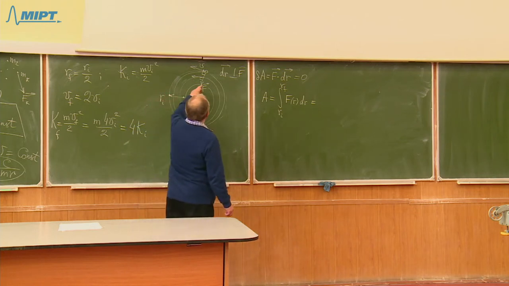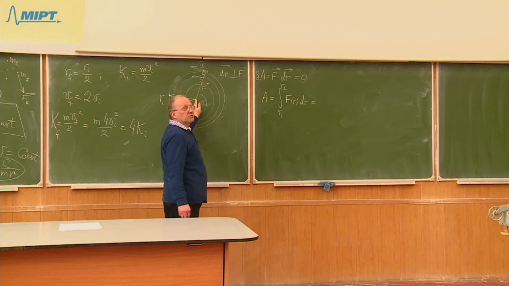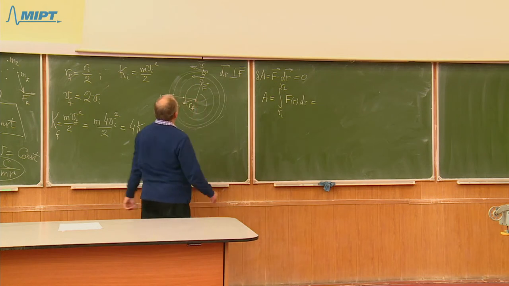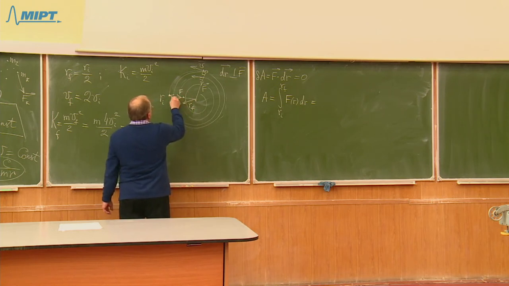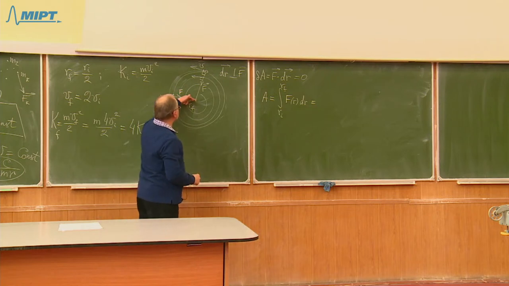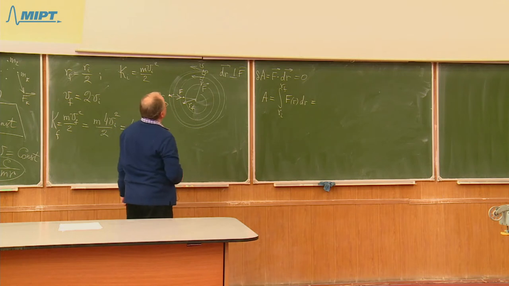But the force is directed along the radius, so that the angle between the force and the radius vector is zero, and the cosine of zero is unity. You see, this is the radius, and the force acting on the particle is directed here. So the force of tension coincides in direction with the radius vector of the particle.